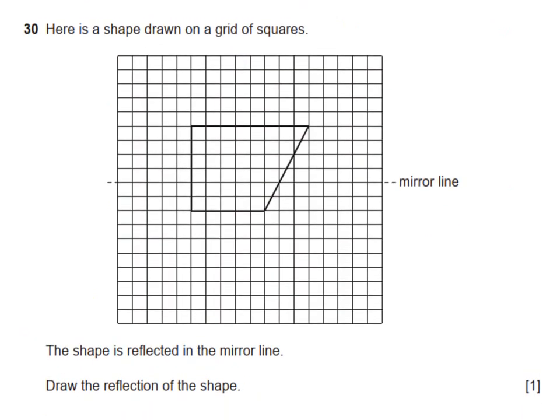Here the shape is reflected in the mirror line. Draw the reflection of the shape. This is the mirror line, as you can see. We can connect the dots or count the dots till the mirror line. Here is the dot, here is another dot, and so on. Okay, now after connecting the dots, this is the reflection of our shape. We can also use transparent paper, tracing paper, if you cannot just count the dots till the mirror line. The easier way is to count from each dot till the mirror line and then count again.